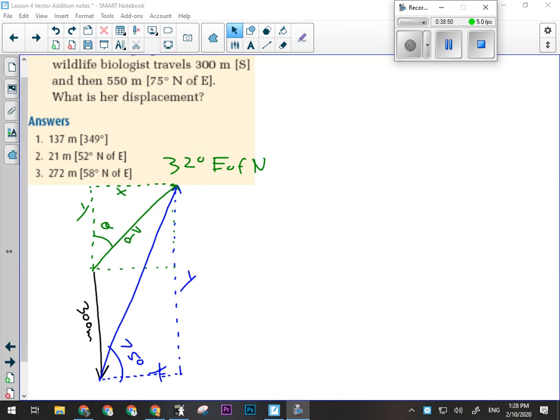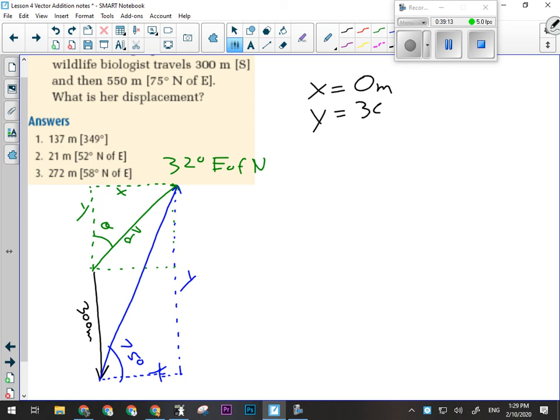Once I have the diagram drawn, the next thing I want to do is find all my x's and all my y's. Now for my 300 meter due south vector, that's really easy. It requires no calculation. Because it goes due south, it doesn't have an x component. It doesn't go east or west, so its x component is 0.